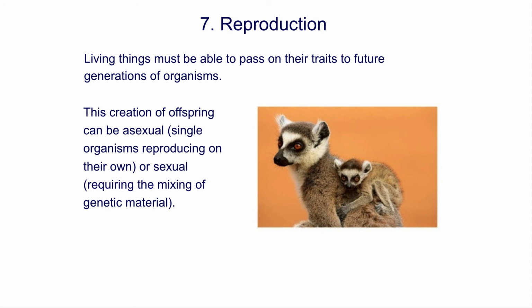Seventh is reproduction. Living things must be able to pass on their traits to future generations of organisms. There are sexually reproducing organisms like humans, but there are also asexually reproducing organisms like bacteria.